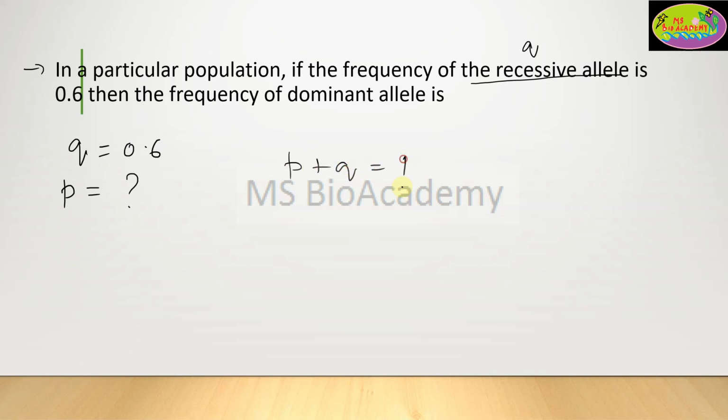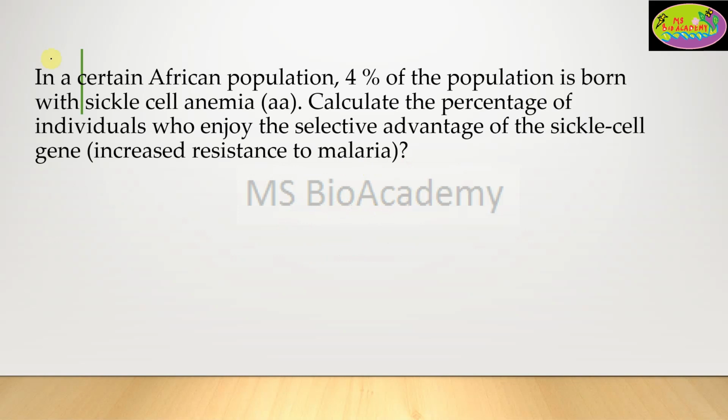Just do p plus q is equal to 1. That is p plus 0.6 is equal to 1. So p is equal to 1 minus 0.6, that is 0.4. Right? So this is very simple. Let's move on to the next.